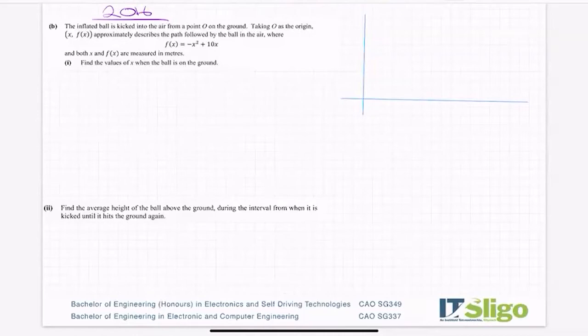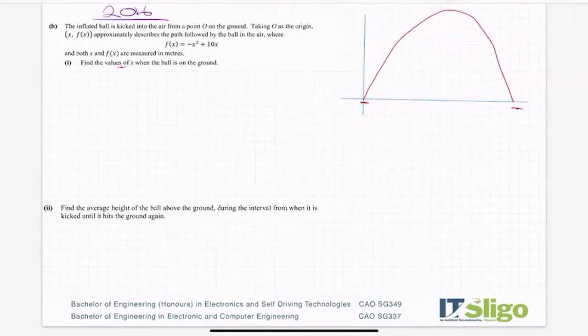So the inflated ball is kicked into the air from the ground. I hope you're okay that it's going to start, a ball goes up, a ball comes down. That's the trajectory I would expect a ball to follow. So I would expect one of the times it's on the ground is at 0 and then after a length of time.